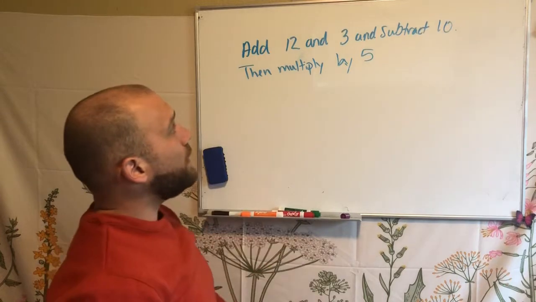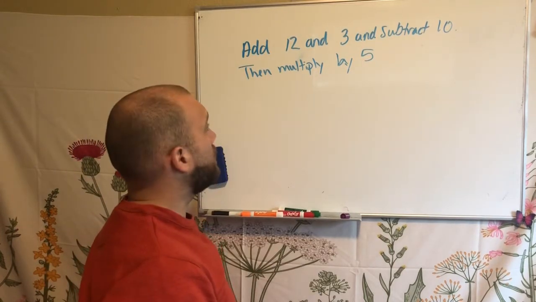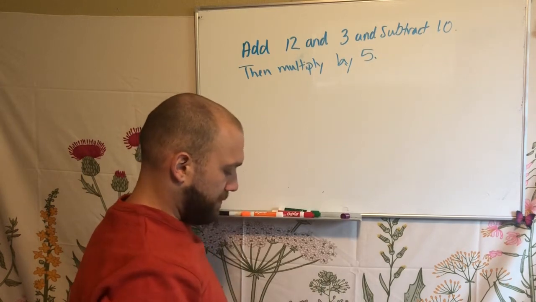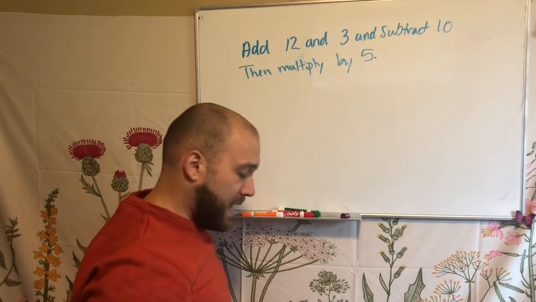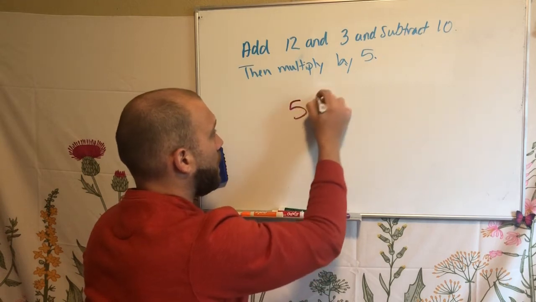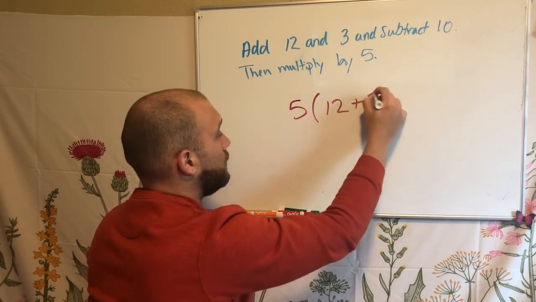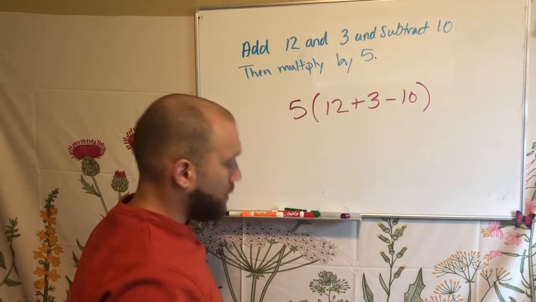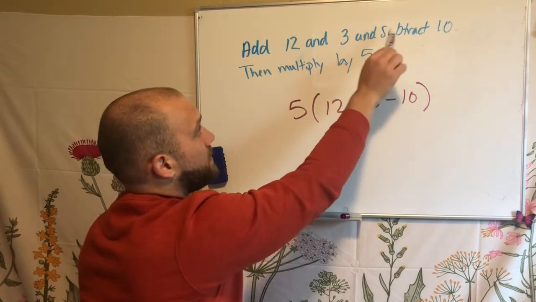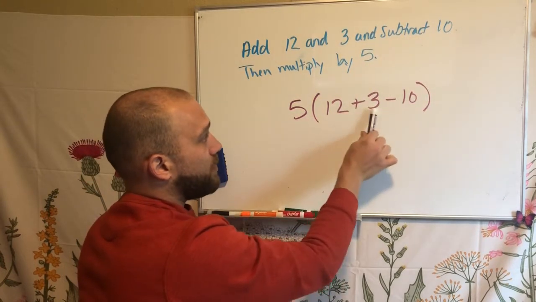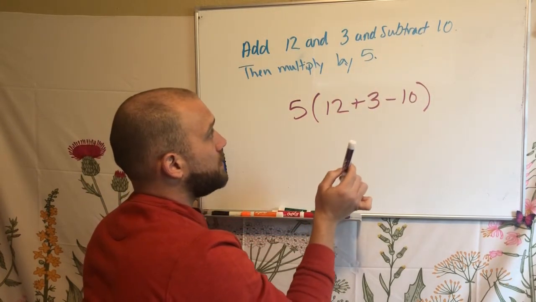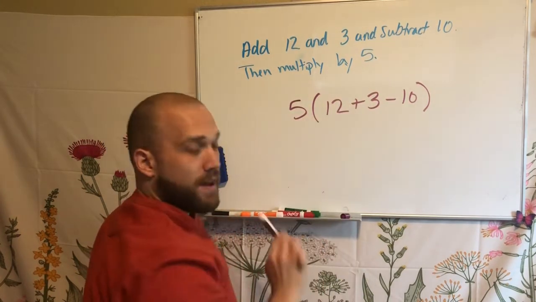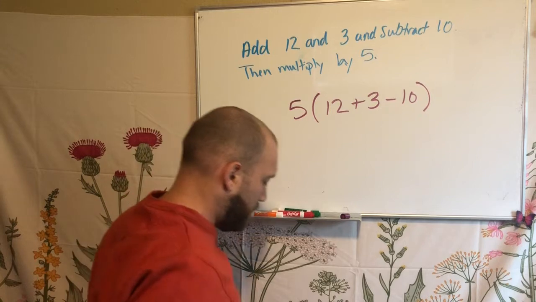So, add 12 and 3 and subtract 10, then multiply by 5. Pause the video now and set this up for me. Here's what you should have. Just like so. Add 12 and 3, subtract 10. Then multiply by 5. There's my 5. Whoops.